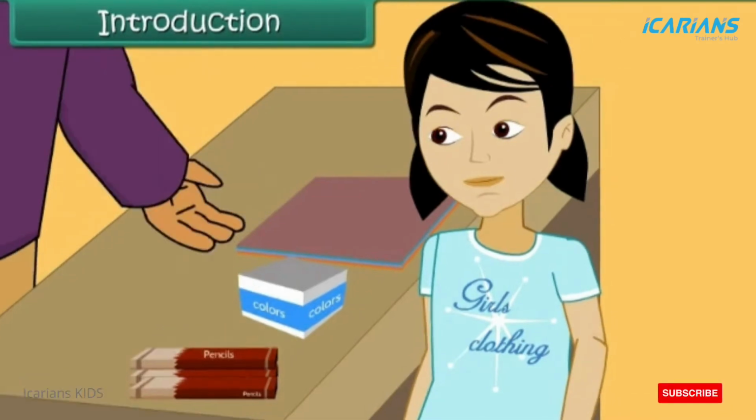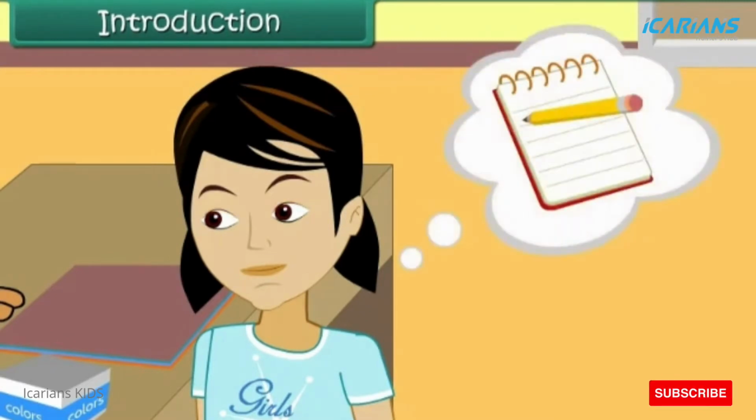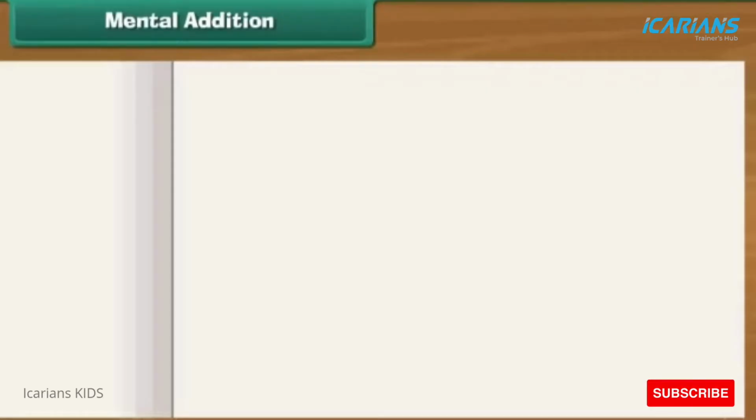Rita wants to verify, but there is a problem. She cannot do it without writing the numbers down on paper. She cannot perform mental calculations. You just saw how important mental arithmetic is.